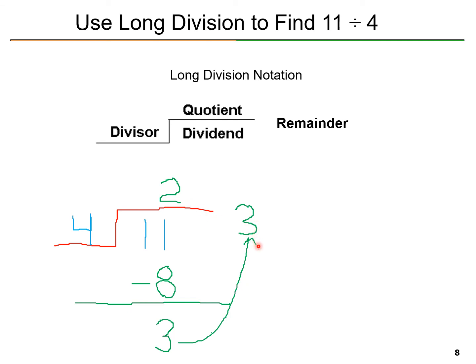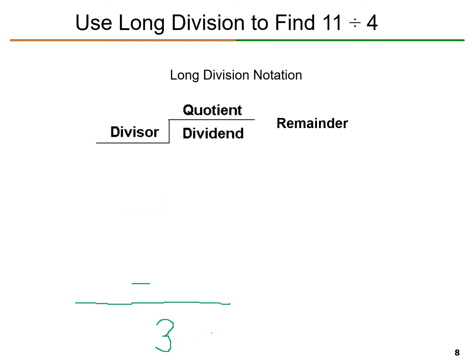So how do we check our work? The quotient times the divisor is 8. Add the remainder. 8 plus 3 is 11, and that should equal the dividend. So hopefully at this point you're starting to feel comfortable with division. I'm just going to erase all of this.